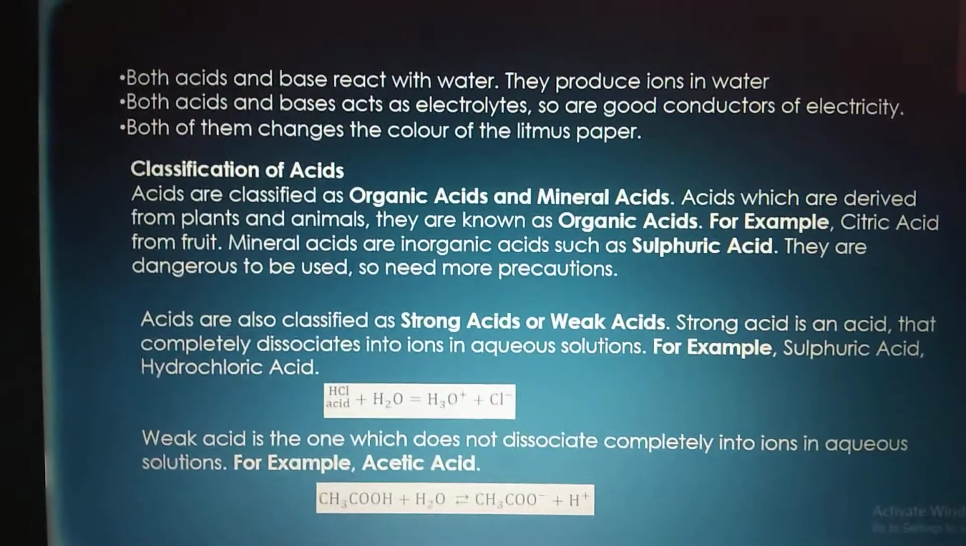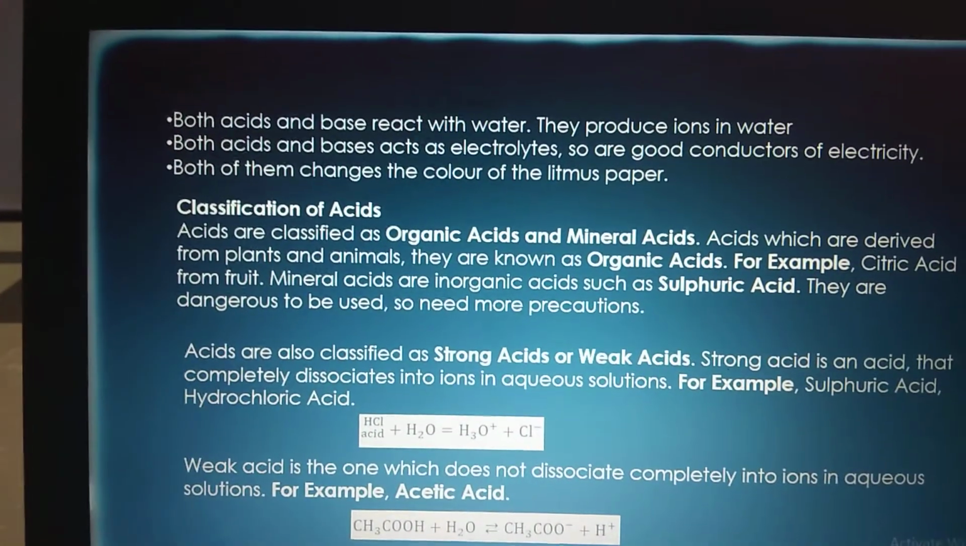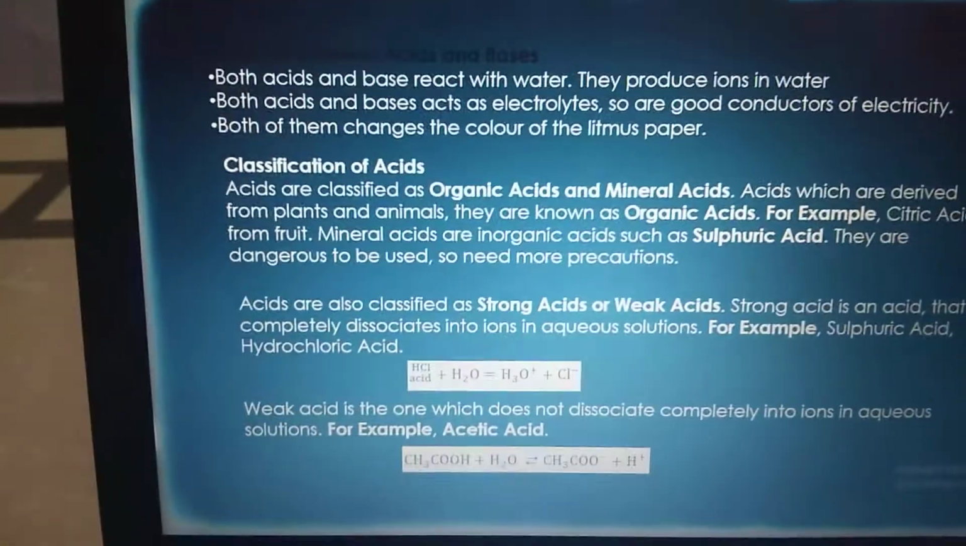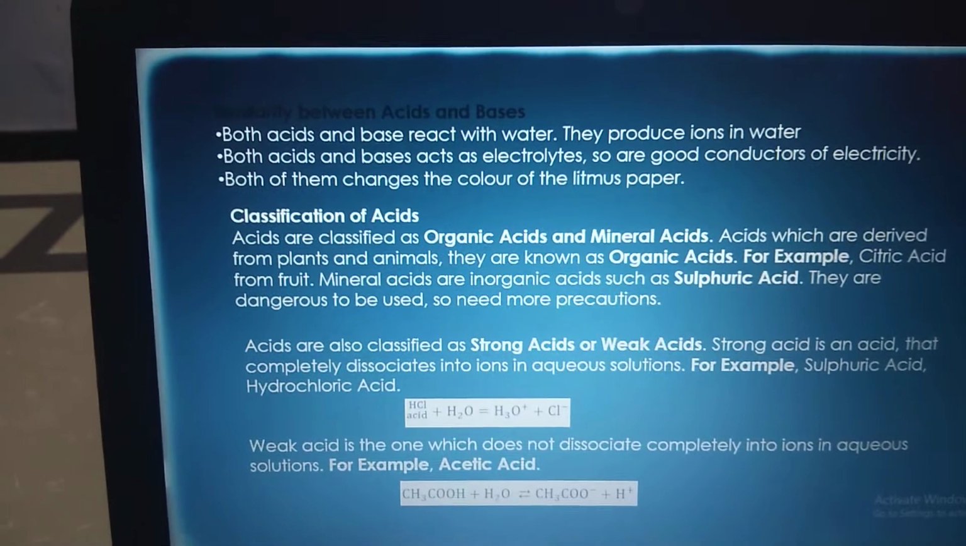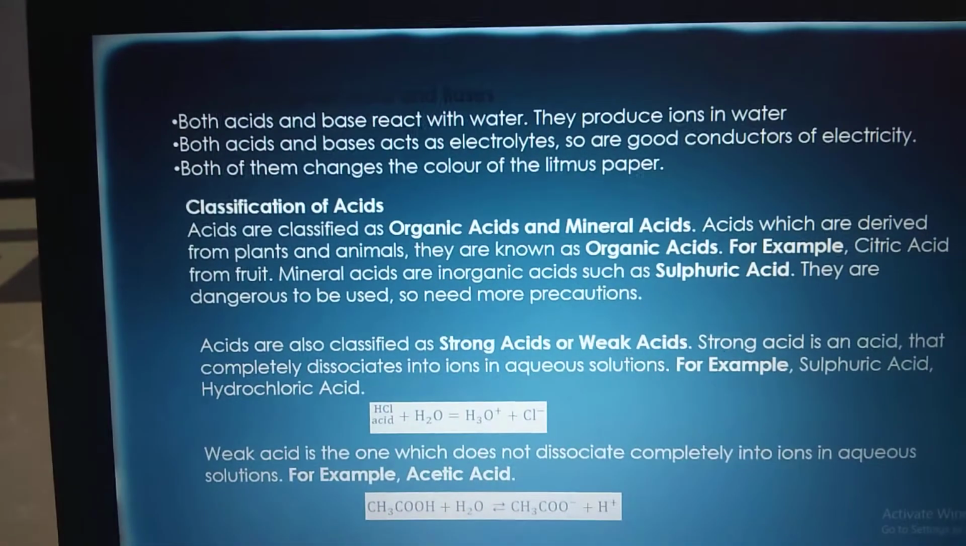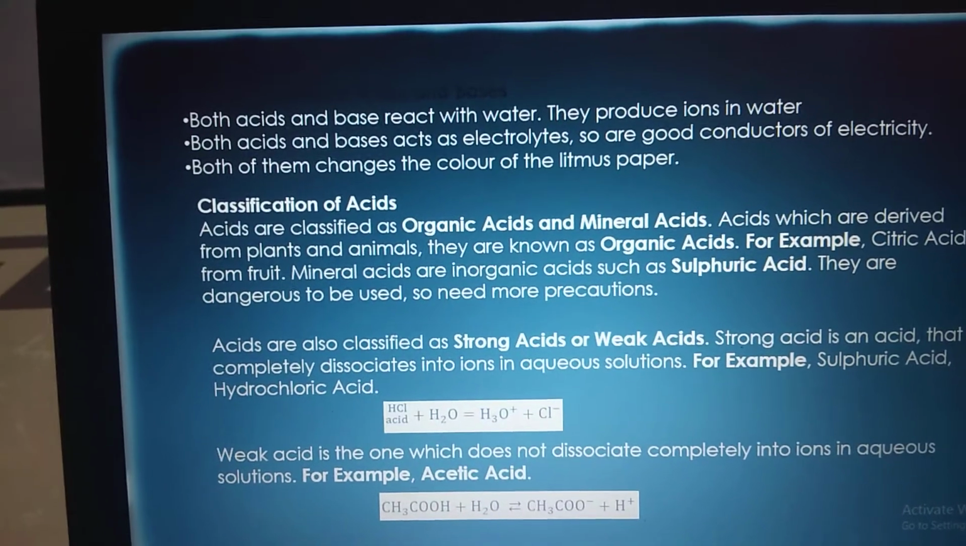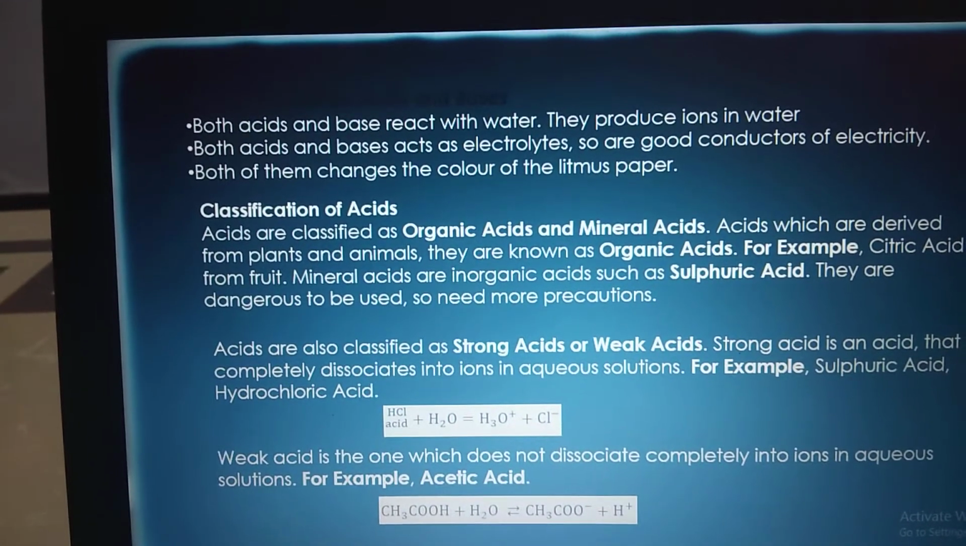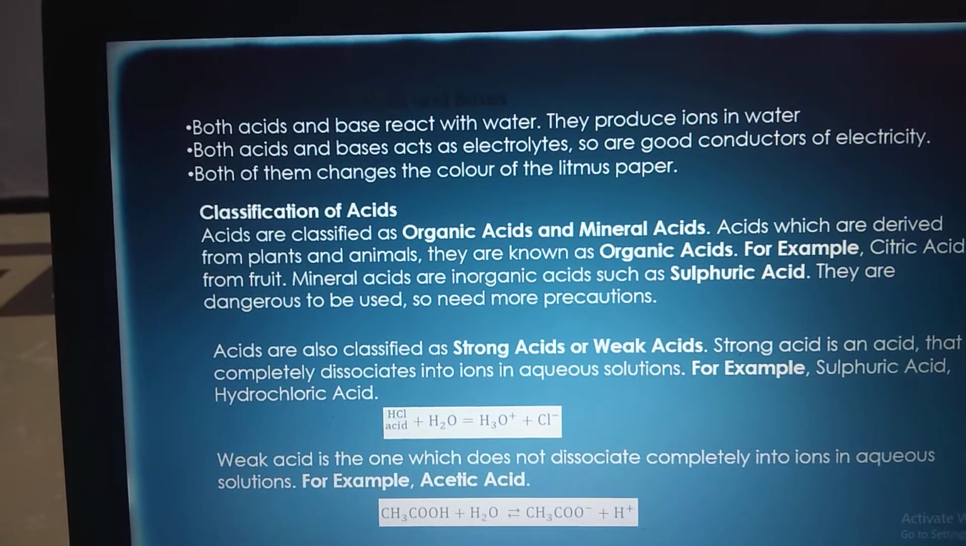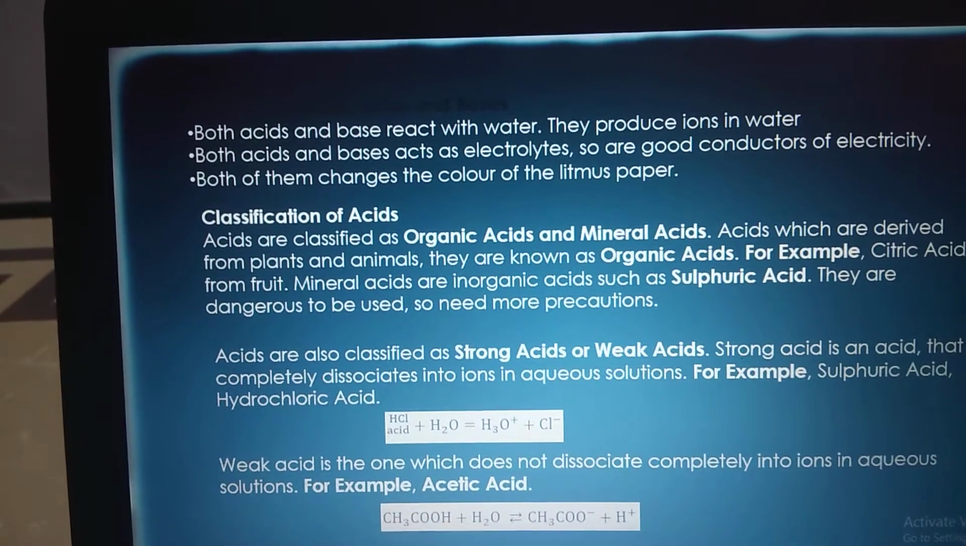Now, what is the main similarity between acid and base? Both acid and base react with water. They produce ions in water. Both acid and base act as electrolytes. So, they are good conductors of electricity.